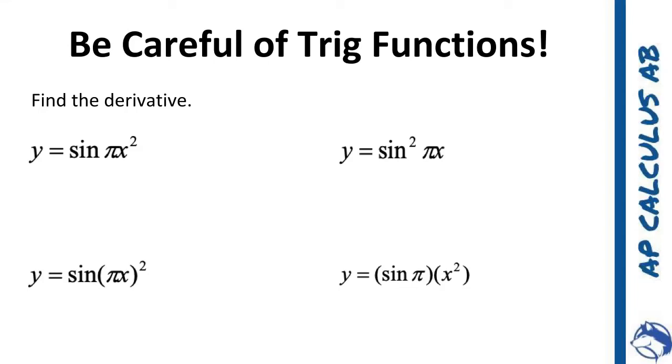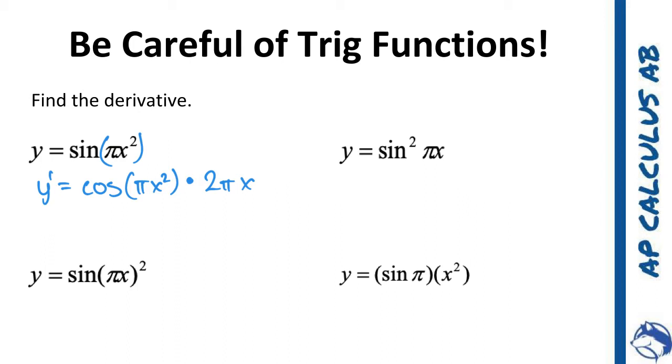So trig functions can be a little bit tricky, and the reason why is the way that they are written. So this first one here, where it's y equals the sine of pi x squared, this actually means this. So it's going to be the derivative of the outside, which is just the cosine of pi x squared. You leave the inside the same. Then we have to multiply it by the derivative of the inside. So this would be 2 pi x, because the derivative of pi x squared is 2 pi x.